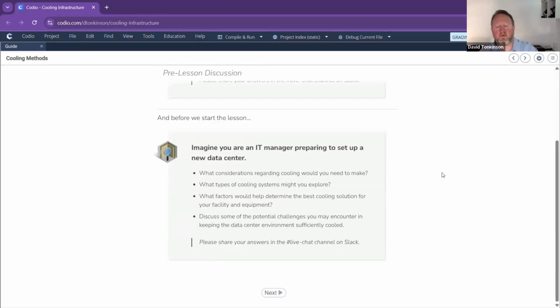Let's take the top one. What considerations do you think you need to make regarding cooling as an IT manager preparing a brand new data center? Let's have some answers in live chat. Loving the live chat today, guys. See quite a few of you typing in there. As an IT manager, what should I think about for cooling?